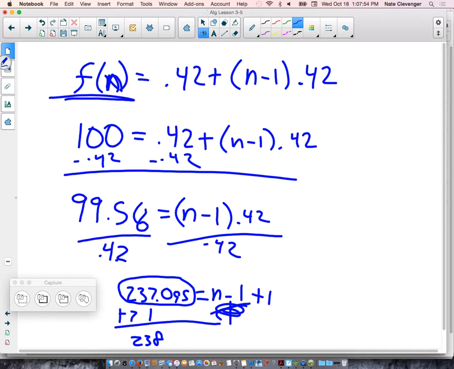We can't have a decimal value of a postcard. Why couldn't you just take 100 divided by 0.42? You could like cut a stamp in half.